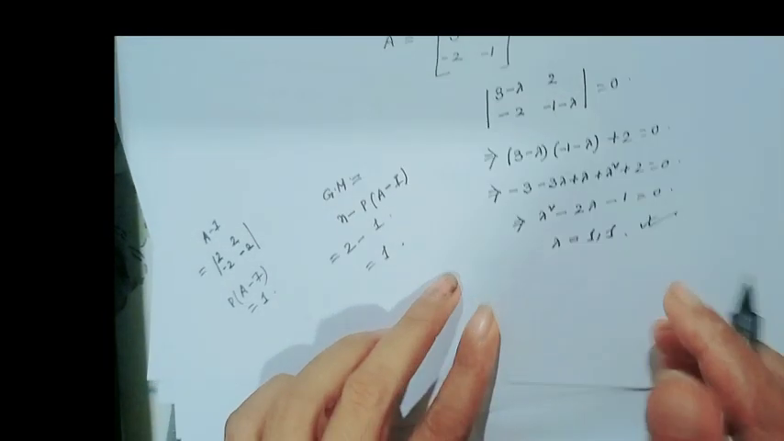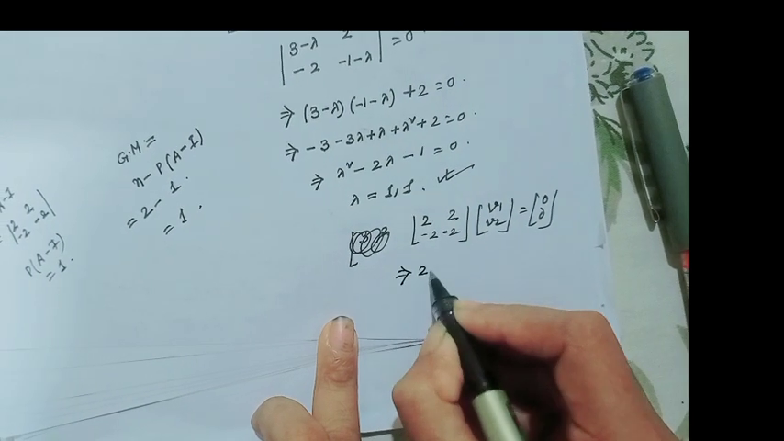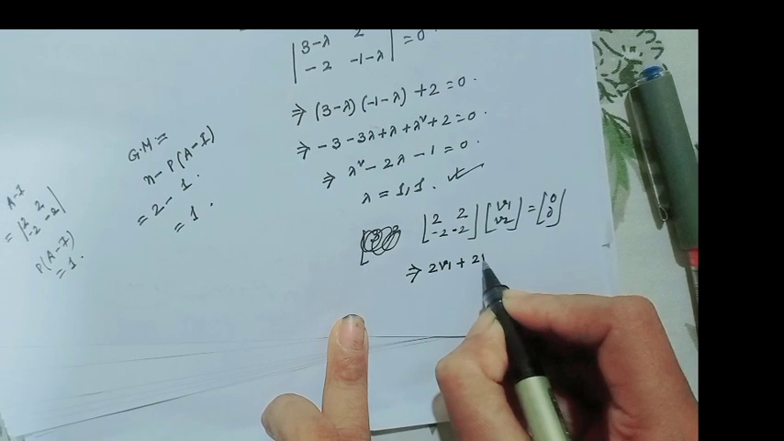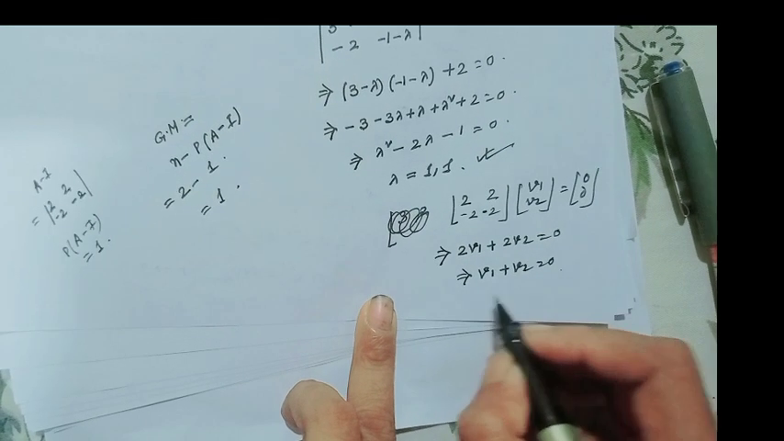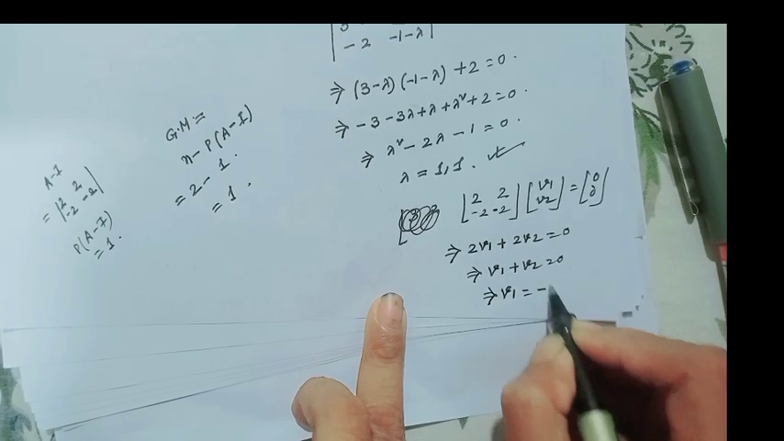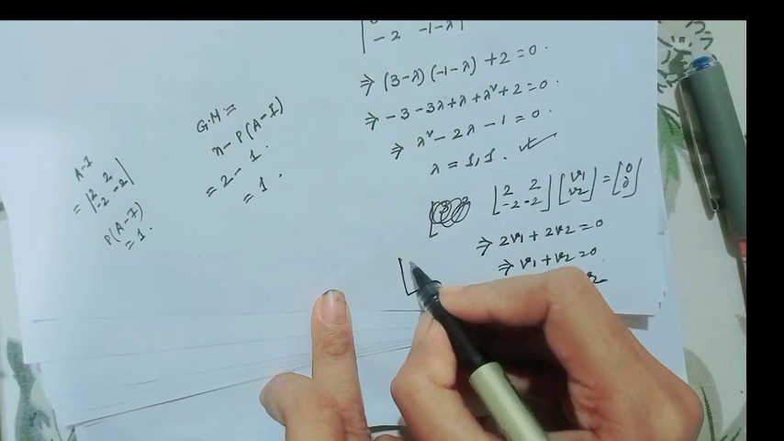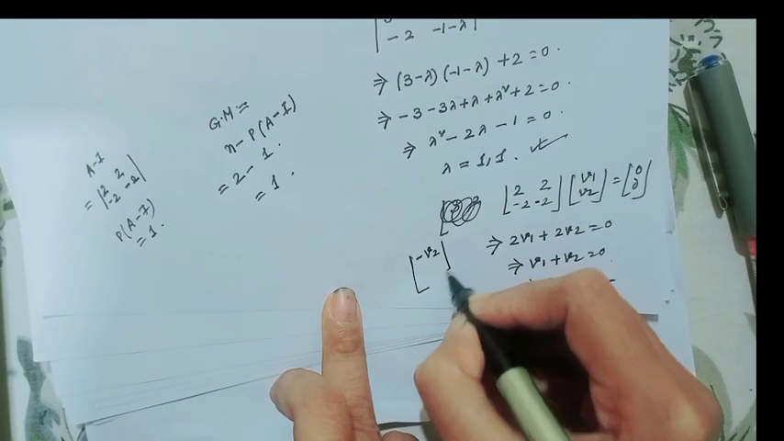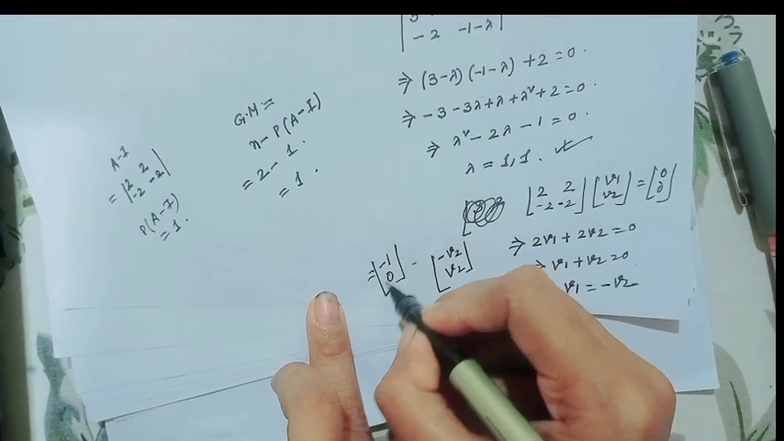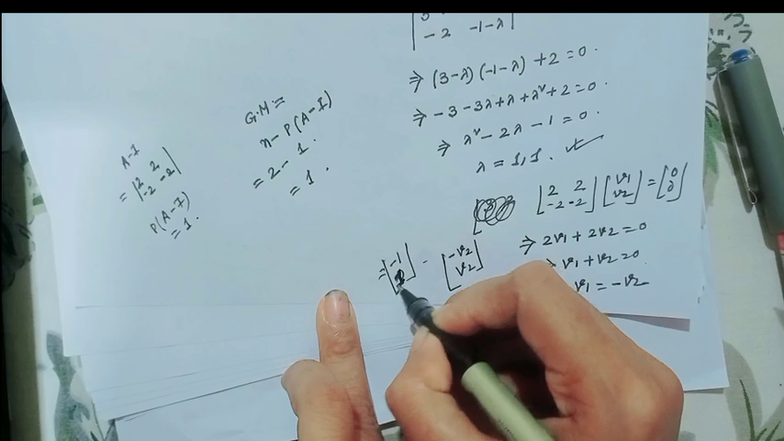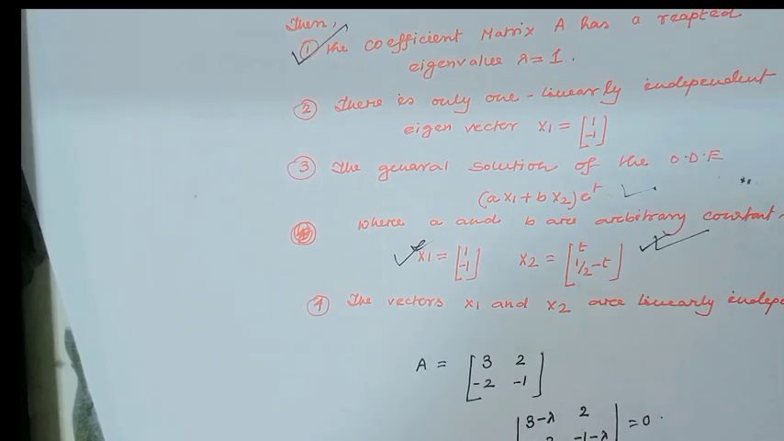And the vector looks like 2, 2, minus 2, minus 2, that implies 2v1 plus 2v2 equal to 0, that implies v1 plus v2 equal to 0, that implies v1 equal to minus v2. So the vector would be of such type, v1 equal to minus v2, here v2. So the vector would be minus 1, 1. Okay, so option 2 is the right option.